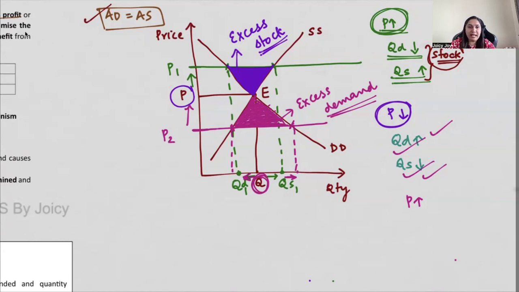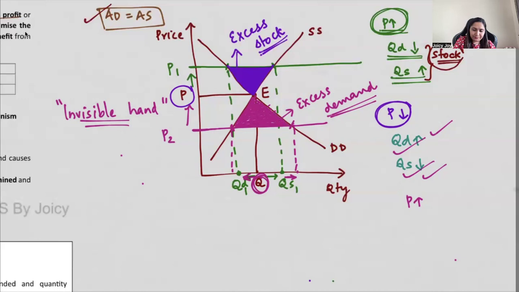Why was the name invisible hand given? It's because the market mechanisms of demand and supply interplay with each other and it's not visible for anyone. It is an imaginary thing. So that's why it is called as invisible hand. So remember this term also, invisible hand. All right.